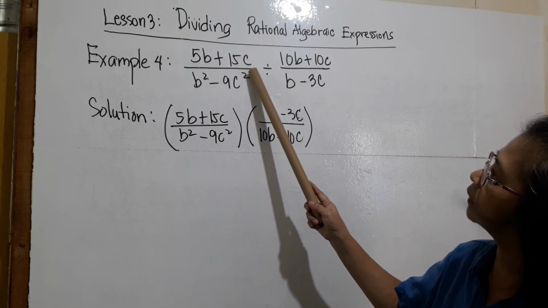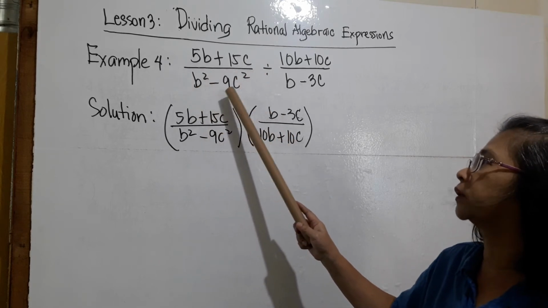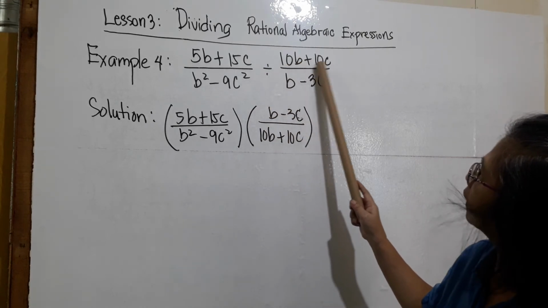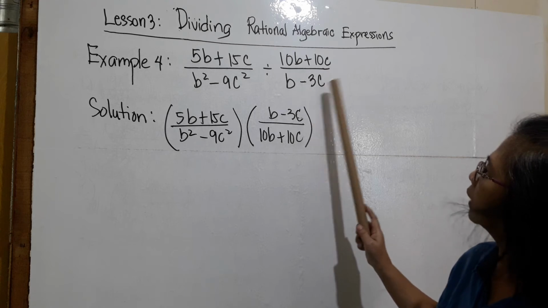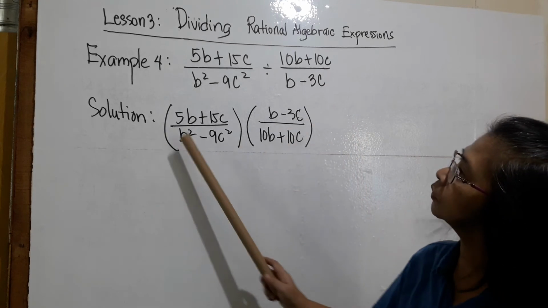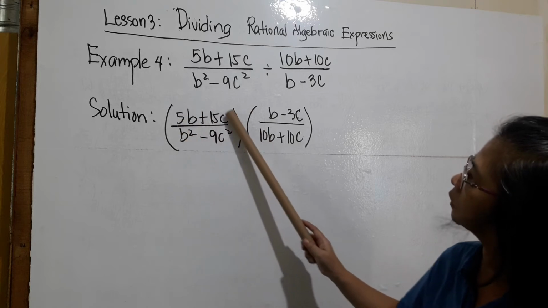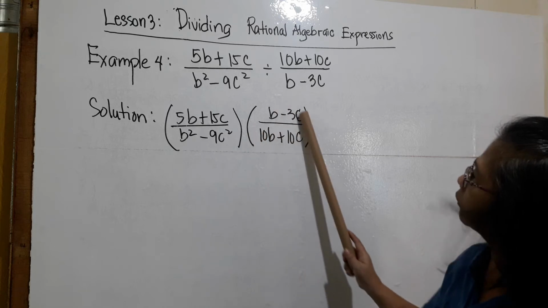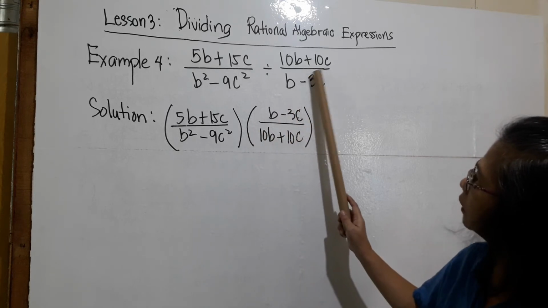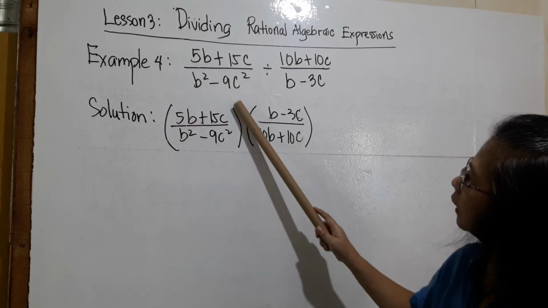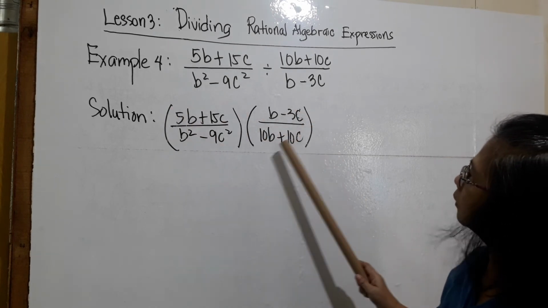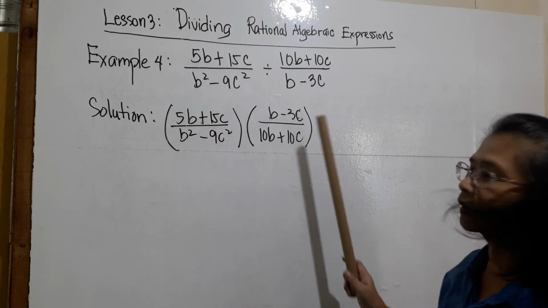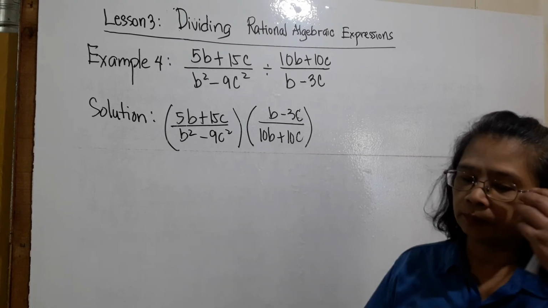5b plus 15c over b squared minus 9c squared divided by 10b plus 10c over b minus 3c. For our solution, I copied already the first rational expression. Then I wrote the reciprocal of the divisor. Then we will now apply the steps in multiplying rational expressions. That's why I wrote the parentheses to indicate multiplication.